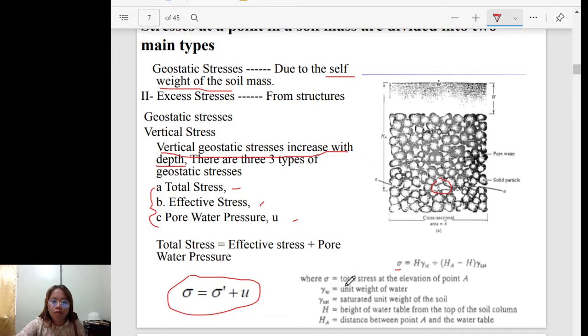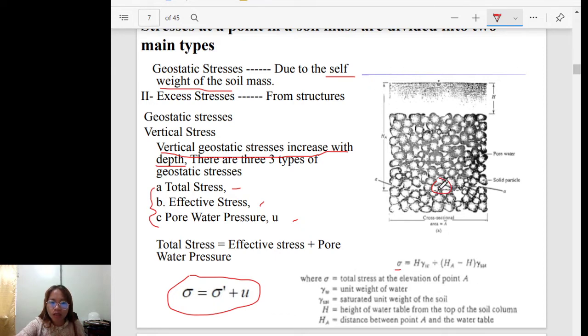Then gamma sub W is the unit weight of the water. Gamma sat is the saturated unit weight of the soil. H is the height of the water table from the top of the soil column, this one, no? And H sub A is the distance between point A and the water table, no? This is the water table until point A.